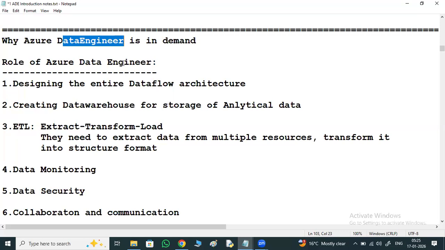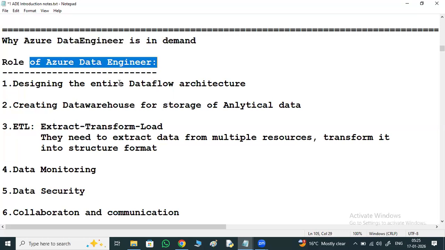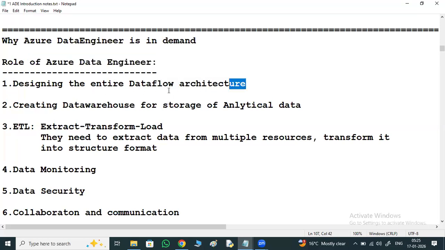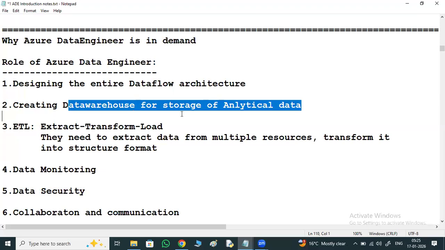This is the primary role of an Azure Data Engineer. But the other roles of an Azure Data Engineer are designing the entire data flow architecture, creating a data warehouse for storage of analytical data, which makes it fast and easy to query the data for analysis.